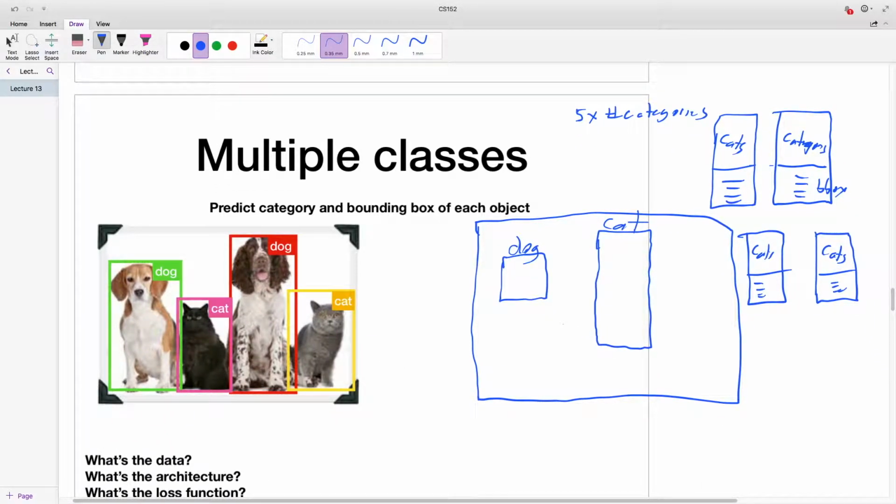You want as many as the largest number of objects in your data set, plus some extra amount. Yeah, as many as you'll need in your training set, plus more, because maybe you'll see more in production, right? So we may have a lot of these.